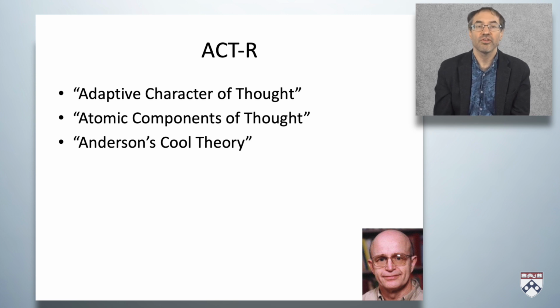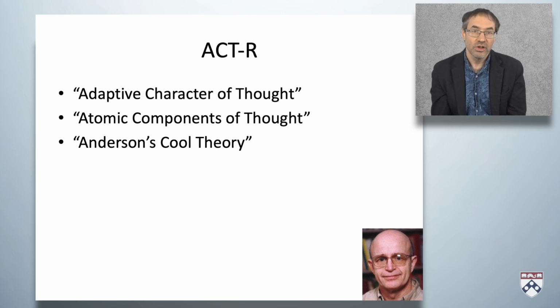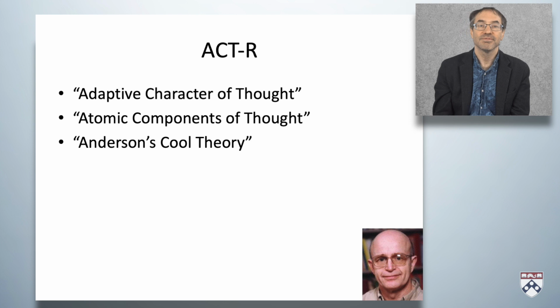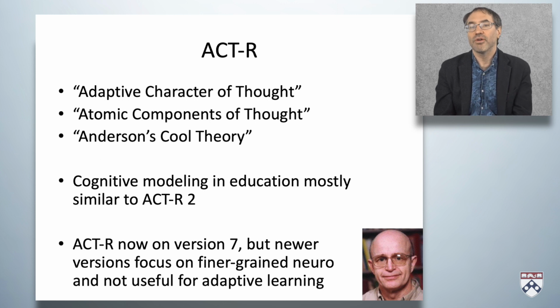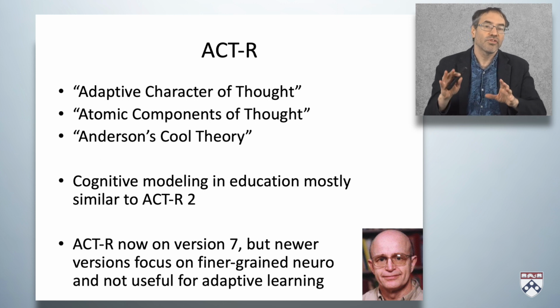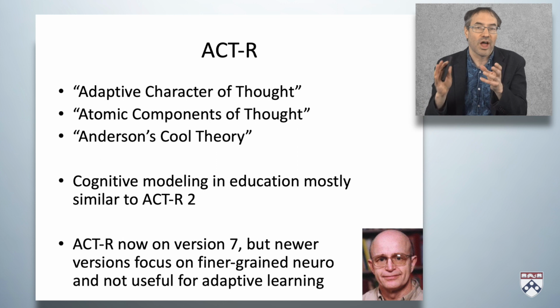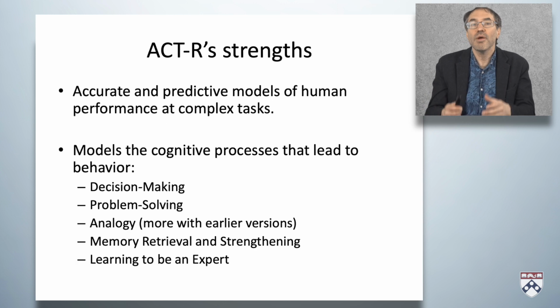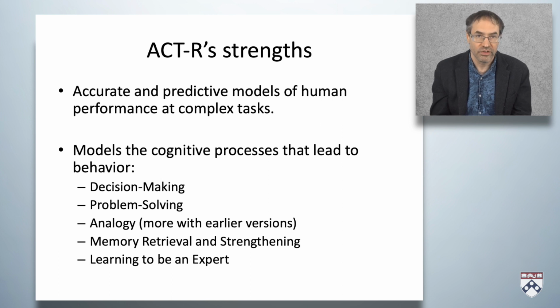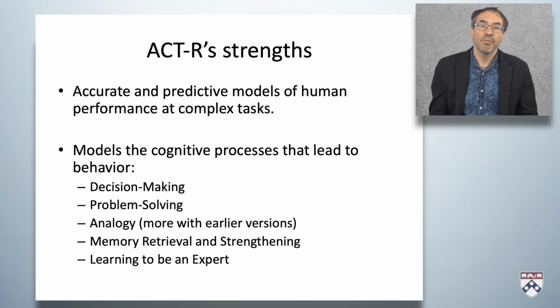And ACT-R stands for, sometimes, adaptive character of thought, rational, or atomic components of thought, rational, or Anderson's cool theory, rad. Cognitive modeling in education is mostly similar to ACT-R version 2. ACT-R is now on version 7, but the newer versions focus on finer-grained neurological processes, and they're not useful for use in adaptive learning.